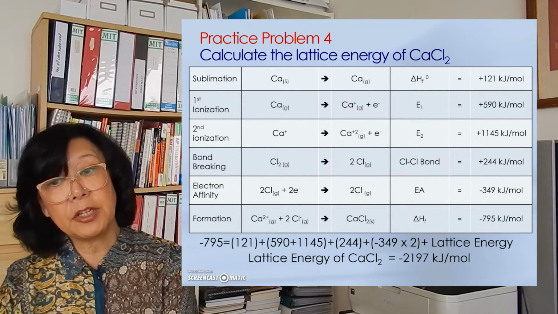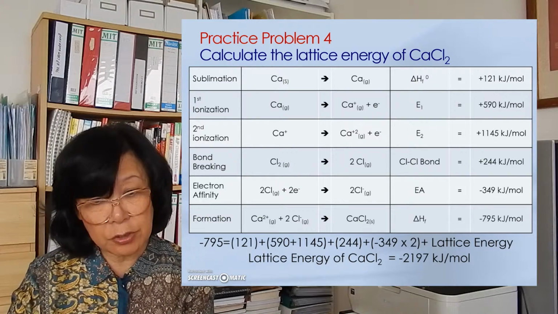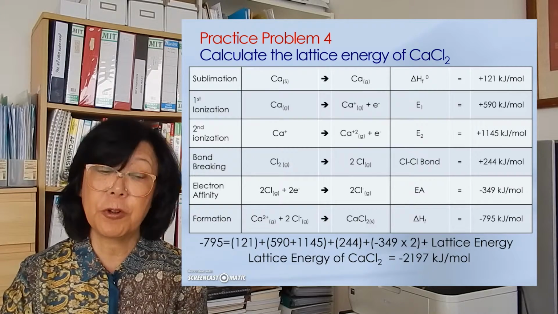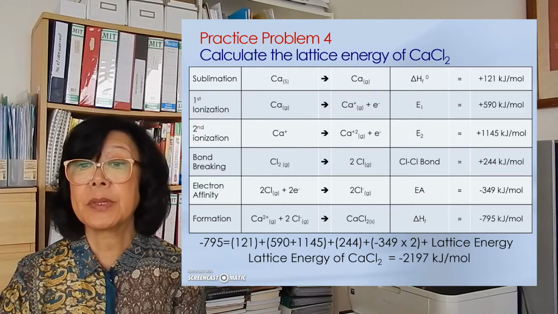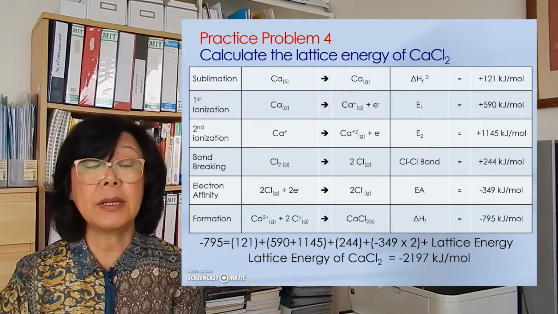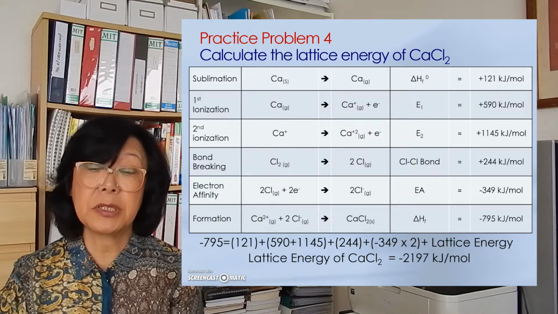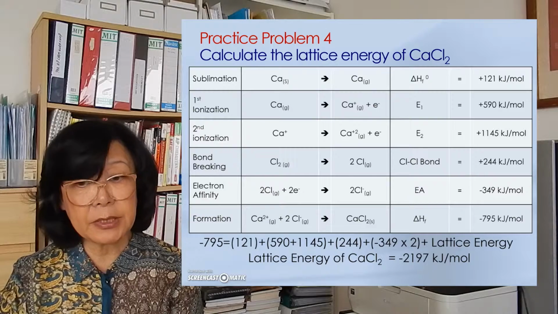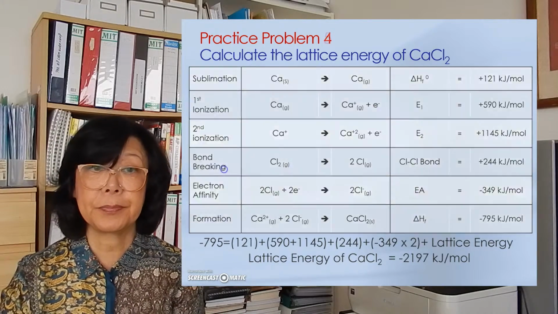So in the calculation, we start with the enthalpy of formation on the left. To that, we add the energy of sublimation, and then the first and second ionization energy, and then bond breaking, and then electron affinity. Then we are solving for lattice energy, which turns out to be negative 2197 kilojoules per mole.